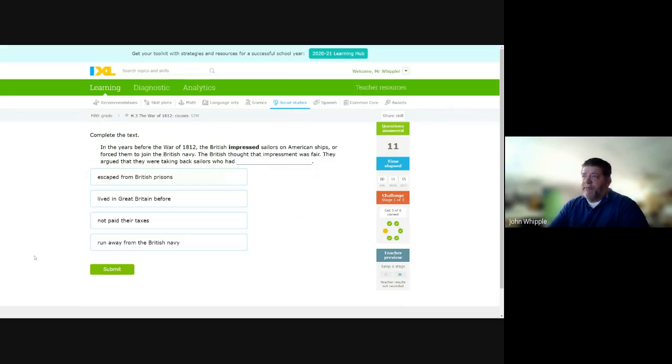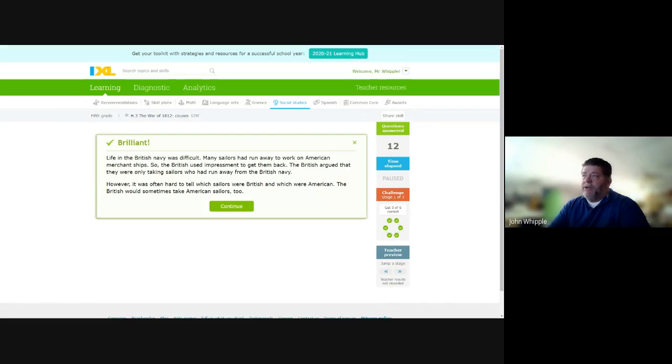Complete the text. In the years before the War of 1812, the British impressed sailors on American ships, or forced them to join the British Navy. The British thought impressment was fair. They argued they were taking back sailors who had escaped from British prisons, lived in Great Britain, had not paid their taxes, or run away from the British Navy. They said that all the people they were taking had actually run away from the British Navy, that they were AWOL. We call it in the military absent without leave.